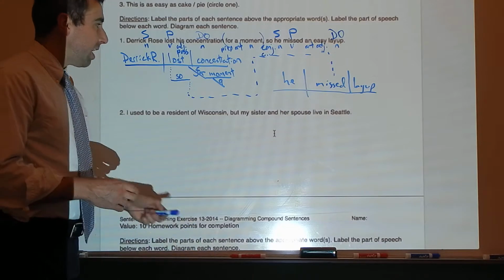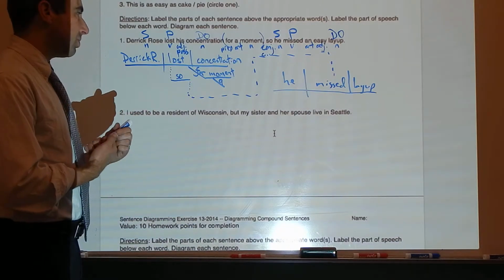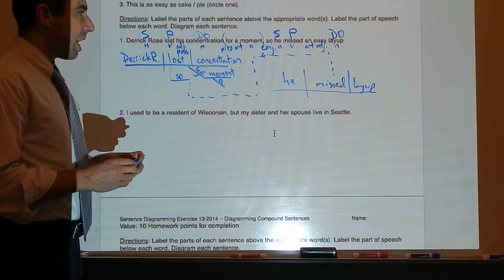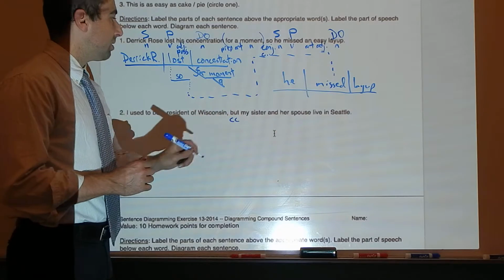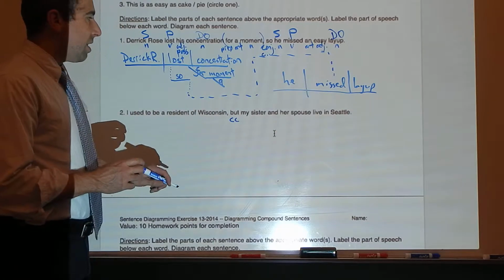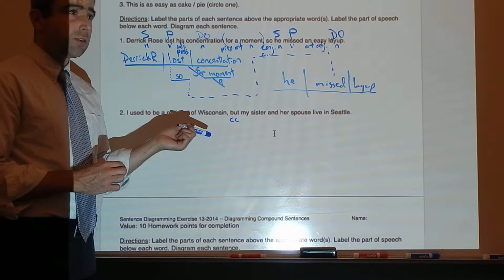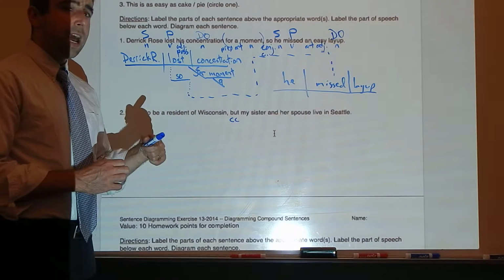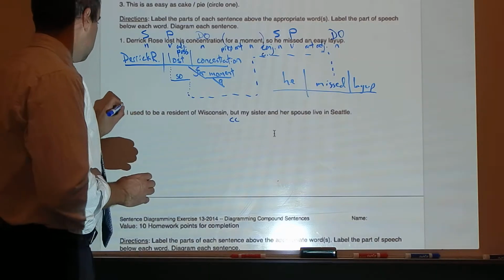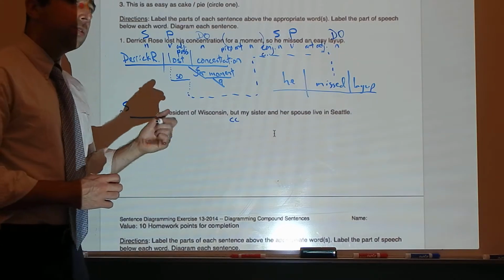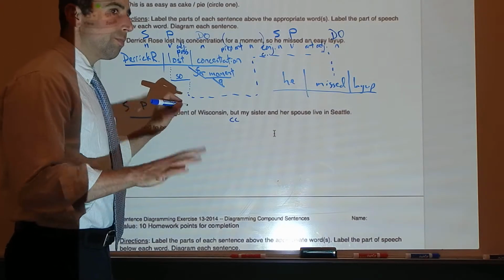I used to be a resident of Wisconsin, but my sister and her spouse live in Seattle. One thing you might want to do is find the coordinating conjunction. If you abbreviate that CC, that's a good move. And now you can treat the two clauses separately, which is what you'll see me do when we go over this. But why don't you do your best right now, and pause the video, and then we'll go over it. Oh, hey, used to be is one verb, in case you didn't figure that out. All right, pause the video for real now.